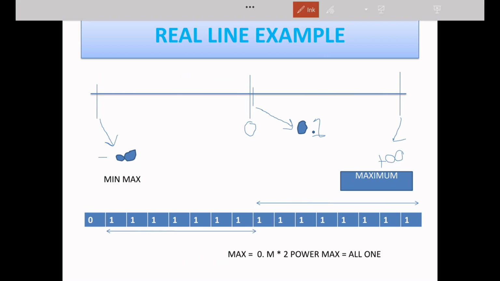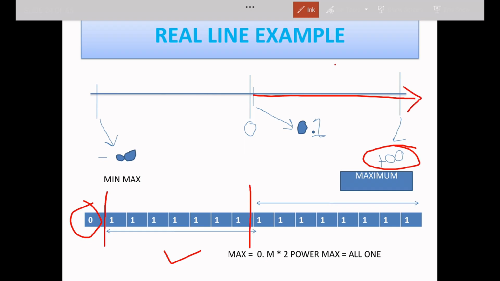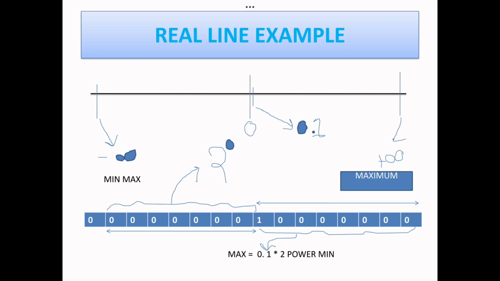Now next, the same real line example. You want the biggest number, so this is the maximum number. If you want a maximum positive number, positive means 0. I will push all values in the exponent as well as in the mantissa. All values are 1, here as well as here. So my number is bigger.